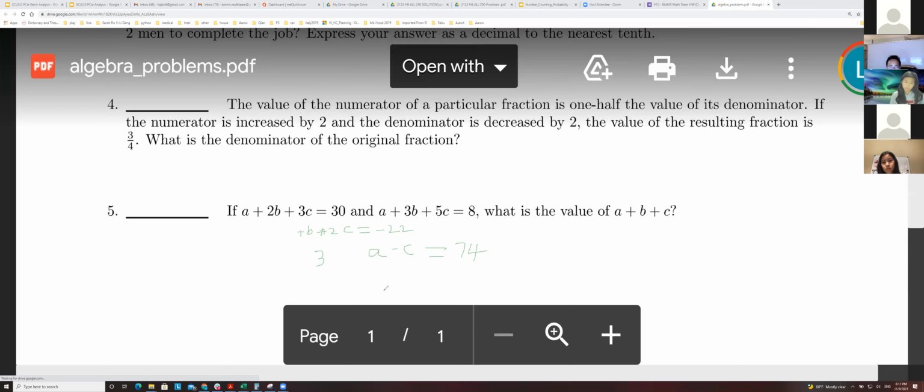And if you add these equations together, that is a plus b plus 2c minus c, which is plus c. Then you add the negative 22 and 74 together, which is 52. If you add this one and the one we just have, you get a plus b plus c, and 74 minus 22 equals 52. Yeah, perfect. Thank you, Avanish.